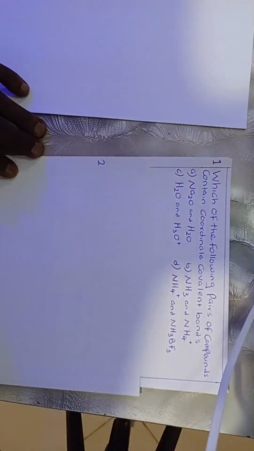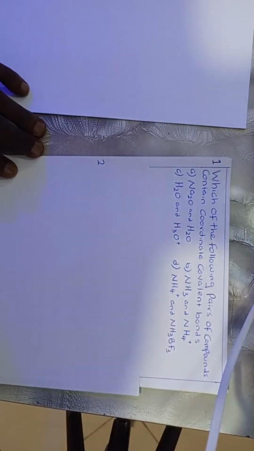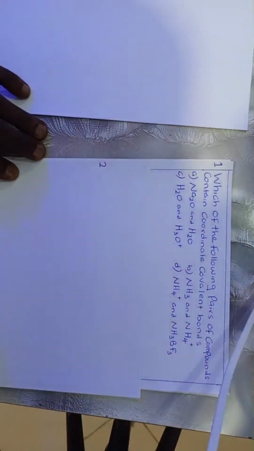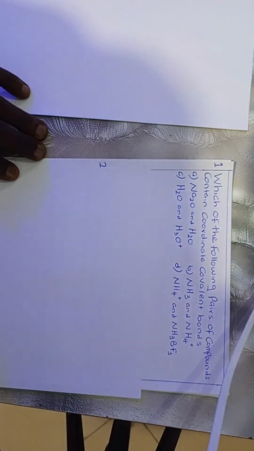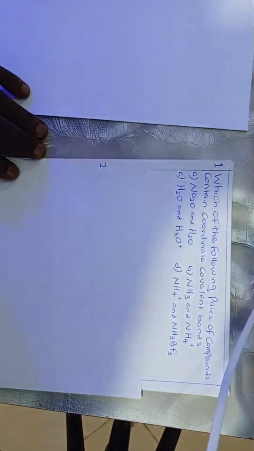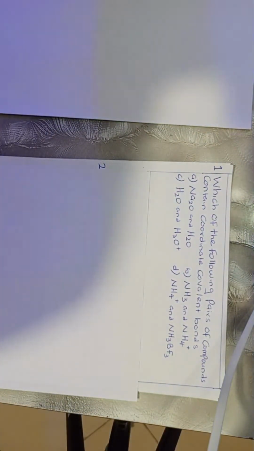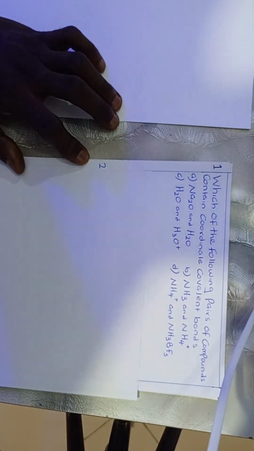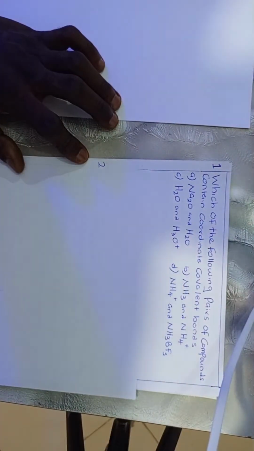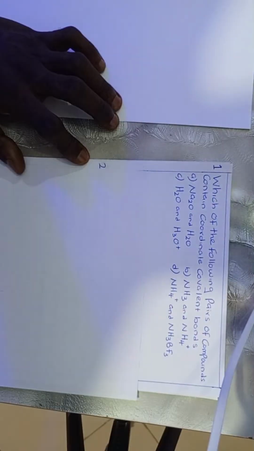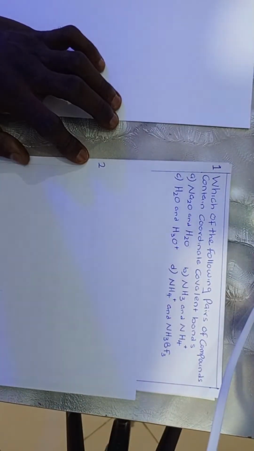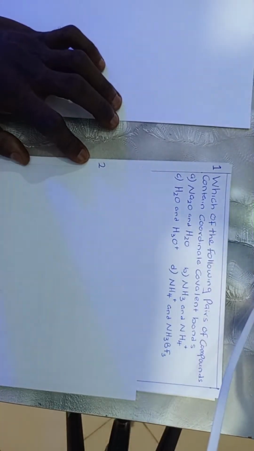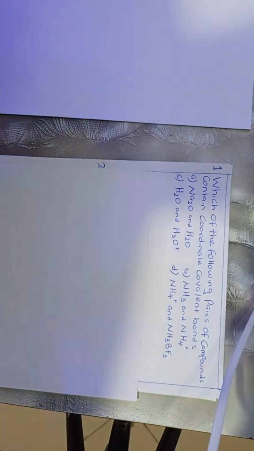All right, so question number 1 says, which of the following pairs of compounds contain coordinate covalent bonds? First of all, let's understand what a coordinate covalent bond is. A coordinate covalent bond is formed between two species, where one of the species solely donates an electron pair, while the other does not have an electron pair to donate. That pair is then shared between the two species.